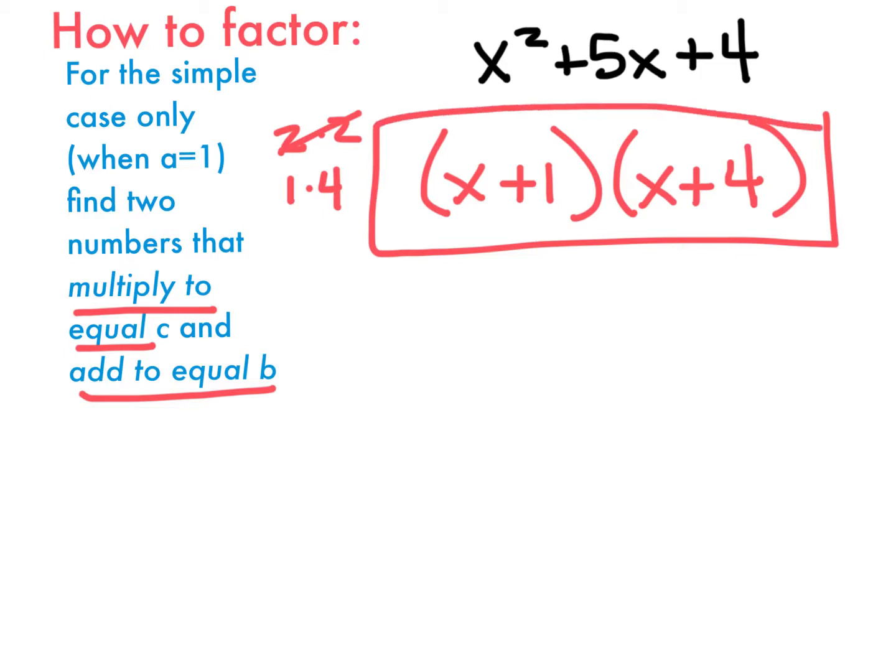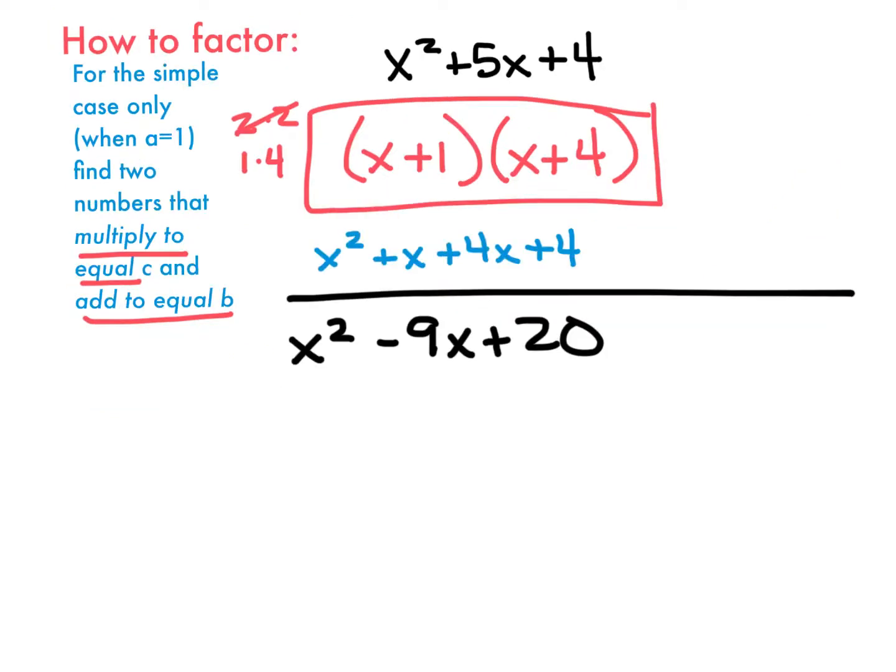Now, of course, I could check myself. I could FOIL this back out and get x squared plus x plus 4x plus 4. And once we combine like terms, you'd see that this would be x squared plus 5x plus 4.